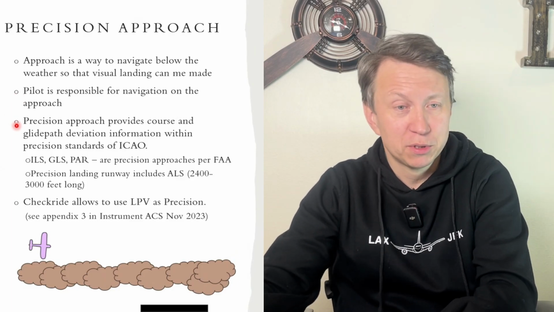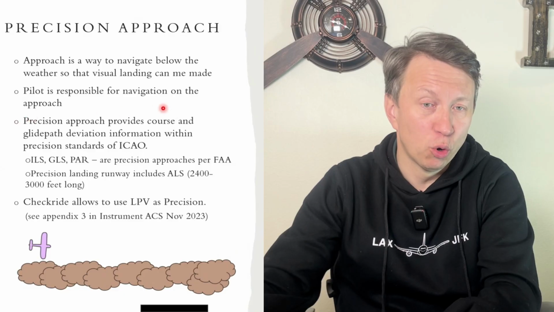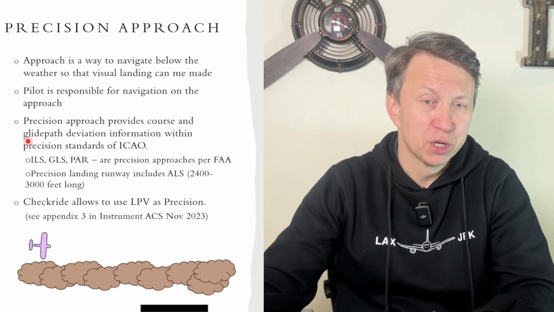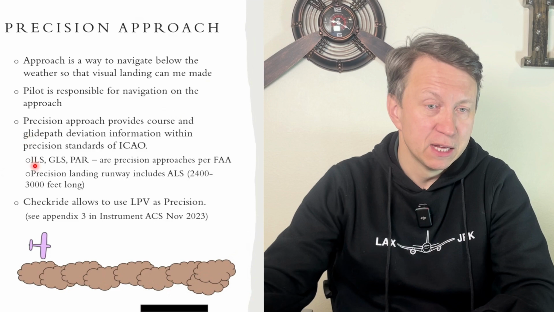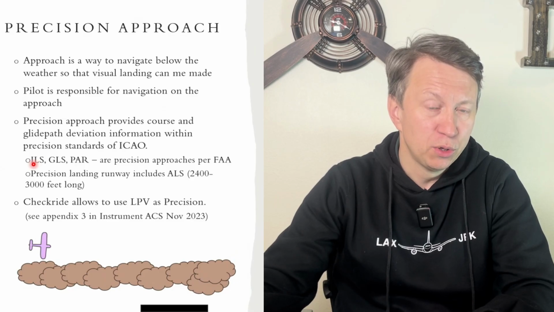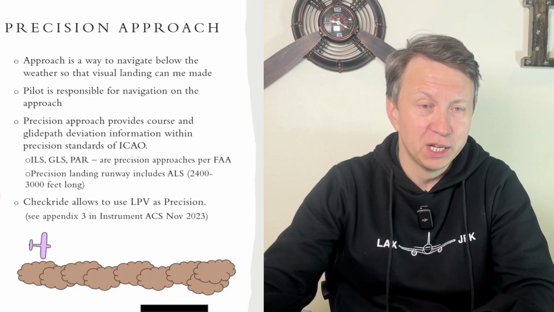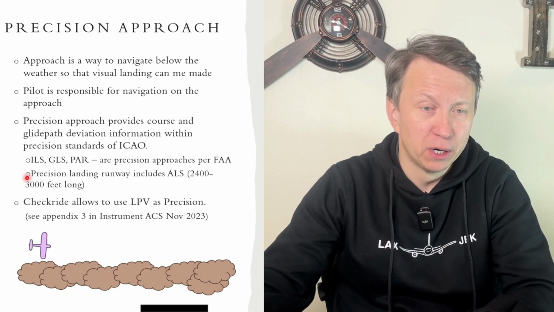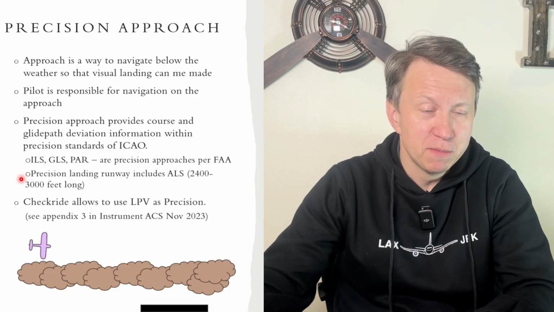Precision approach, just to hammer this firmly, you have course and glide path deviation, which is what makes it precise. And ILS, just like LPV approach, the sensitivity will increase as you get closer to the point. GLS and PR are really not in today's topic. Now, a couple other details for the precision approach to be enabled.